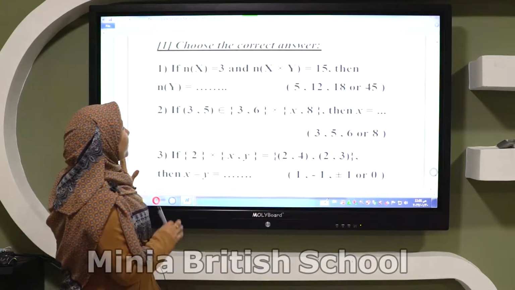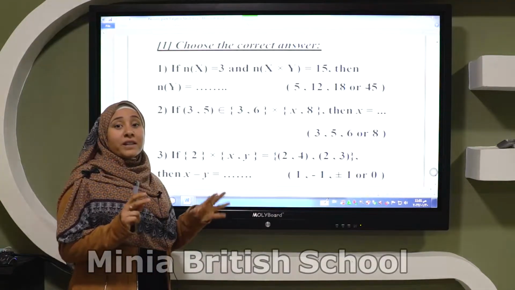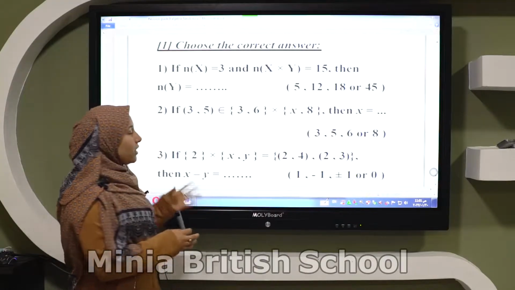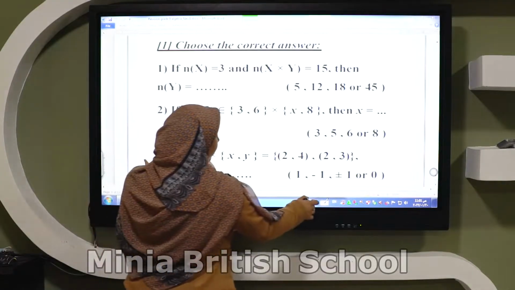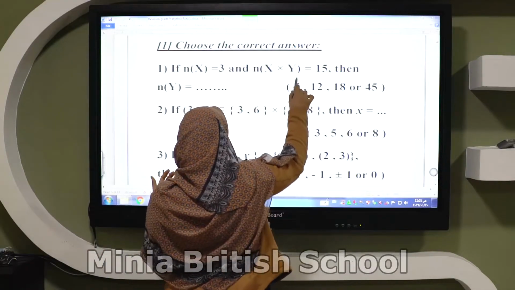The first one: if the number of x equals 3 and the number of x cross y equals 15, then the number of y equals what? Good. 15 divided by 3 equals 5. Good.